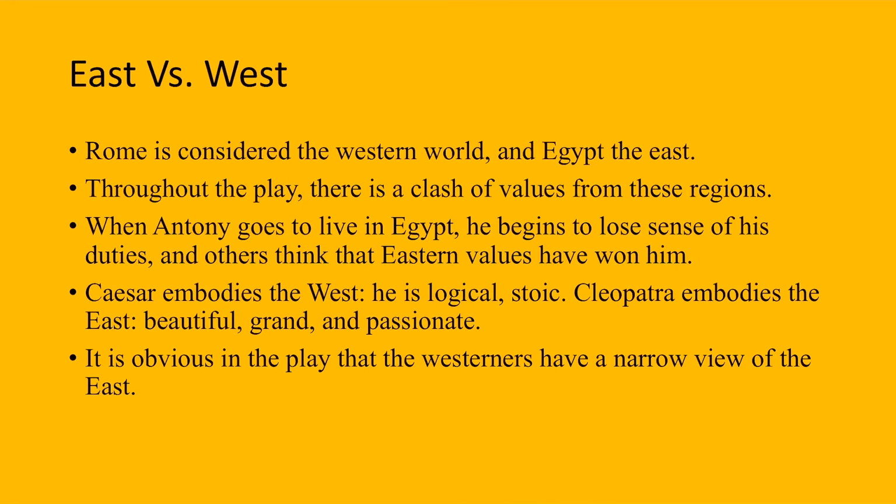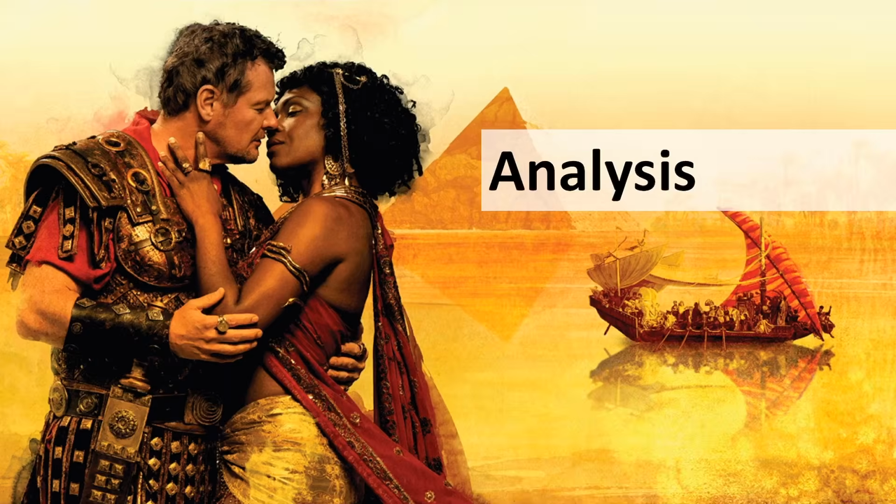Caesar, Octavius Caesar, embodies the West because he's very logical and very stoic. However, Cleopatra embodies the East. She's beautiful, grand, and passionate. It's obvious in the play that the Westerners have a very narrow view of the East.